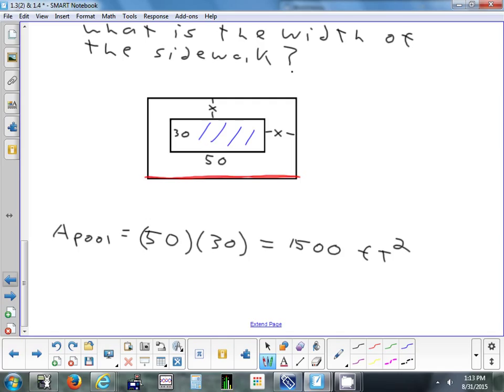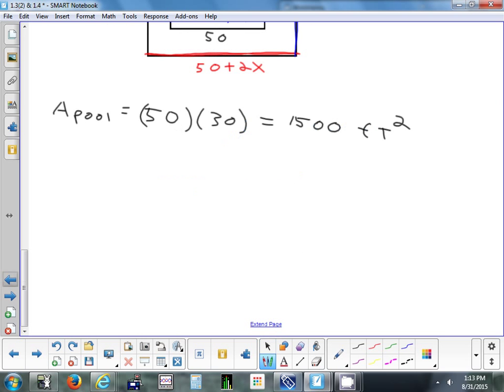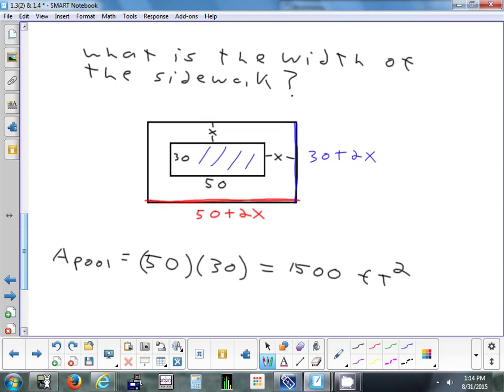Yeah, Tom? 50 plus 2x. Good. It's 50 plus x plus x, so 50 plus 2x. And then Tom, could you tell me that side in blue? 30 plus 2x. 30 plus x plus x. Yep. And now I'm going to set up a formula to find the area of this big rectangle, just doing length times width.